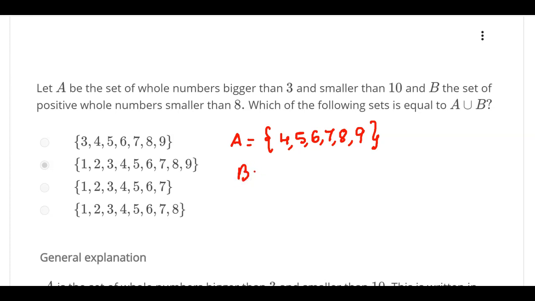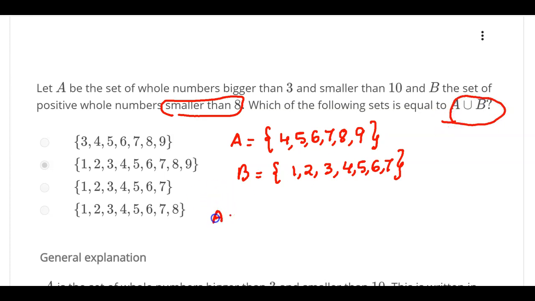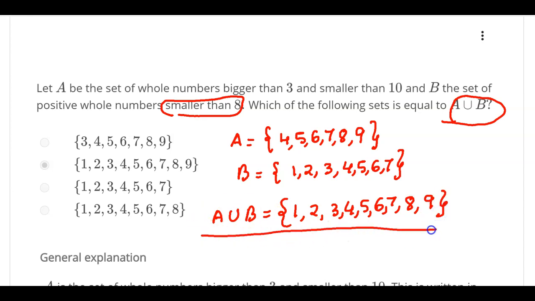For B, the set is positive whole numbers smaller than 8. So positive whole numbers smaller than 8 is 1, 2, 3, 4, 5, 6, 7. I can't have an 8 in there because it has to be smaller than 8. Now they're asking me to combine both of these. All right, easy peasy, right? I simply put them together, starting with the smallest number, 1, 2, 3, 4, 5, 6, 7, 8, and 9. Remember, union is simply combining both the elements and making sure you are not repeating the elements.